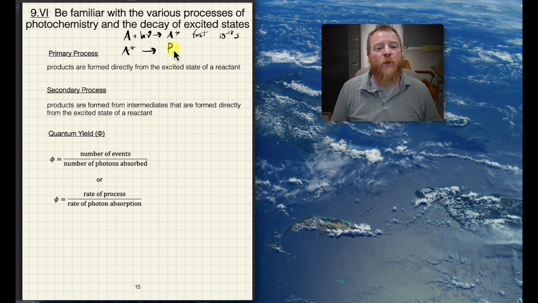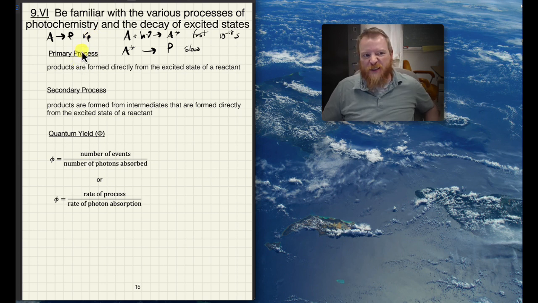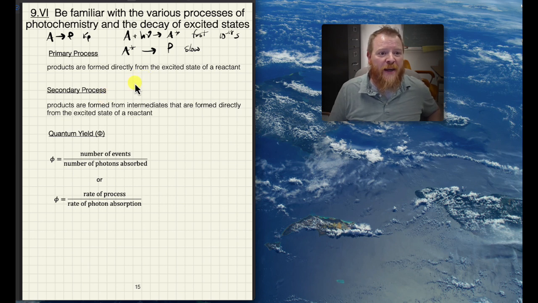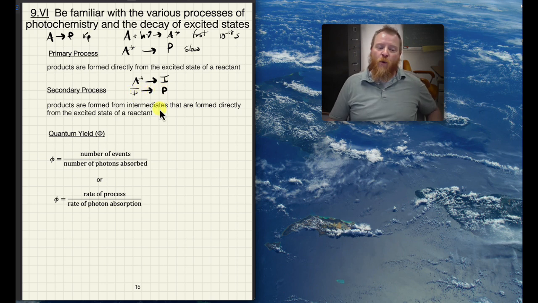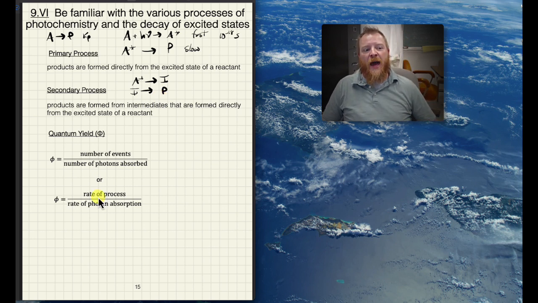And typically that would be much slower. So that step is rate determining. And so if we balance that overall, it looks like A goes to products, and we say that happens with rate constant Kp, photolysis rate constant. However, in our secondary process, on the other hand, A star may form some intermediate, and that intermediate goes on to form products, right?